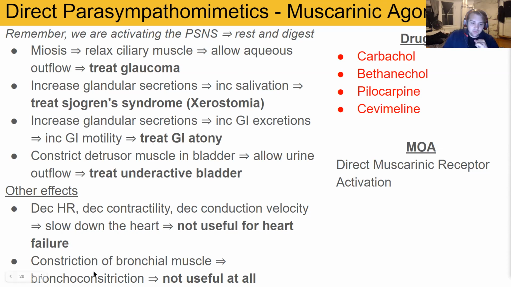Likewise, that stimulation of M2 and M4 is going to cause constriction of the bronchial muscle. That's going to cause bronchoconstriction, and this is never useful. It's doubly not useful for people who are asthmatic, right? They're already having trouble breathing, or if they have COPD. If you have trouble breathing, why would we ever give you a drug that makes it more difficult to breathe?